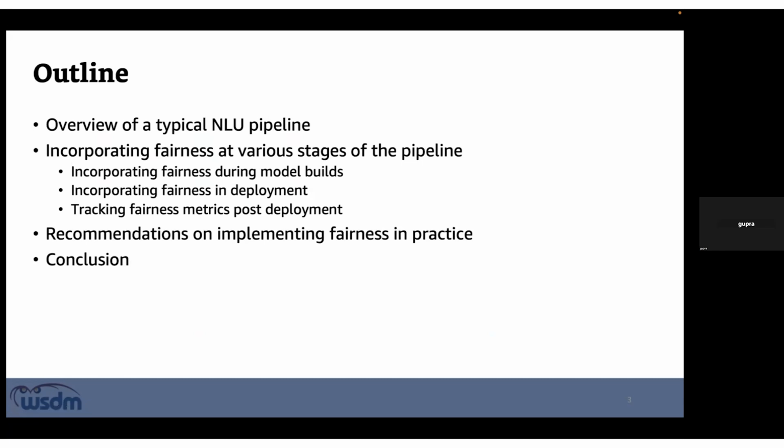I'll first state the outline of my presentation. I'll state what a typical NLU pipeline looks like for smart agents like Alexa, Google Home, Apple, or generally any sort of conversation agent. I'll state the three stages. It could be further granularized, but I'll just talk about three coarse-level stages of building an NLU model: model build, deployment, and then tracking metrics post deployment. Finally, I'll talk about some recommendations on implementing fairness in practice, and then I'll conclude the talk.